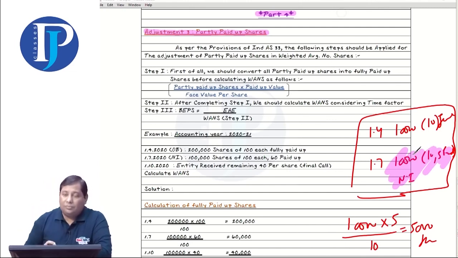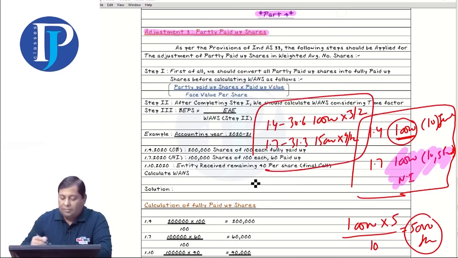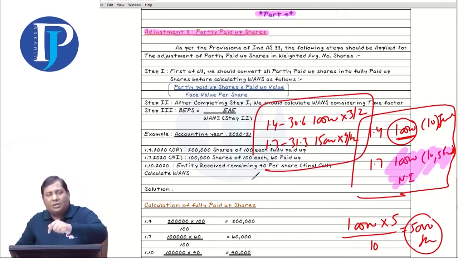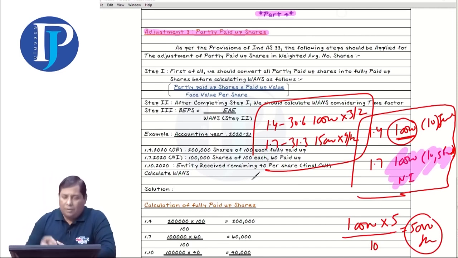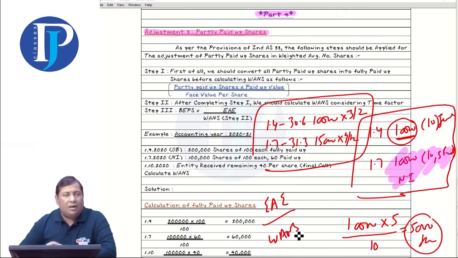Find the weighted average. How to calculate the weighted average from 1st April to 30th July? Opening balance shares are 10,000, 3 by 12. From 1st July to 31st March, 10,000 plus equivalent 5,000 shares becomes 15,000, 10 old, 5 new, 9 by 12. This comes as the weighted average. So whatever shares you put in the weighted average, they should be fully paid up or equivalent to fully paid up. And when the weighted average is calculated, you know the next procedure. You just need to apply this formula and calculate the basic EPS.